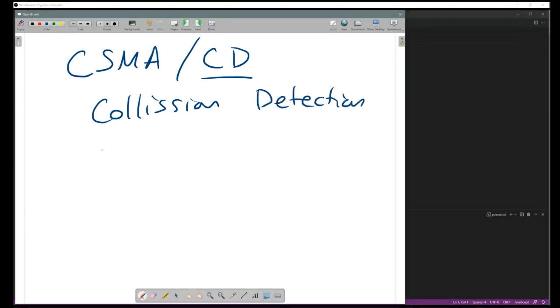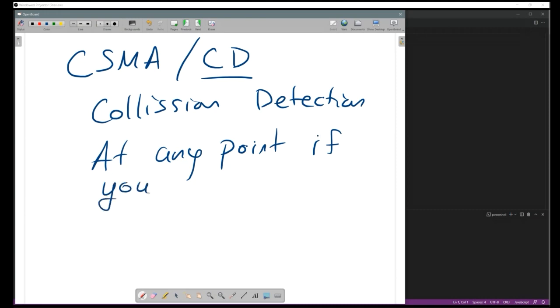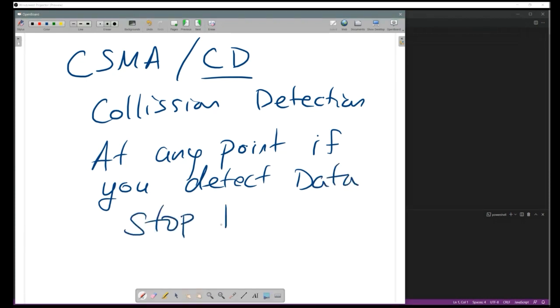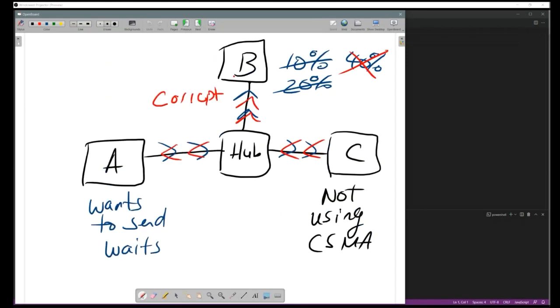Which says at any point, if you detect data, stop transmitting. And that fixed the slow adoption problem, because what it did was essentially give priority to the new device, to the person not following the rules.